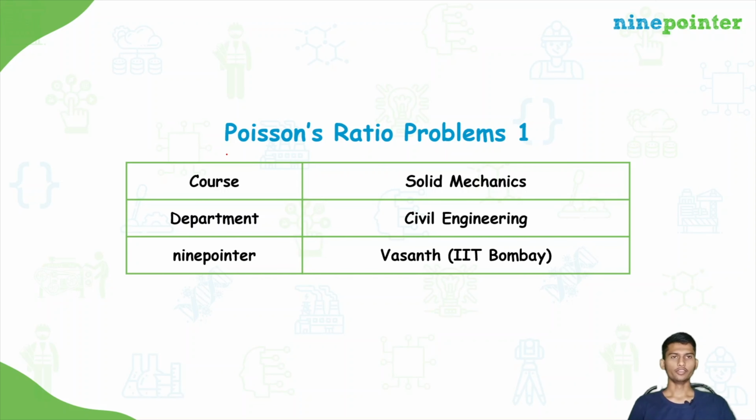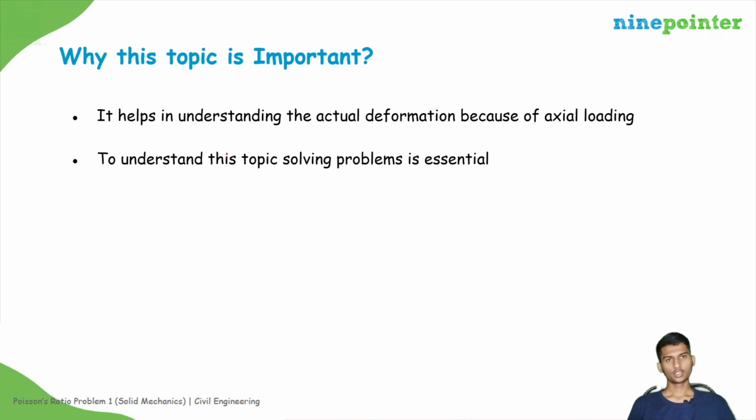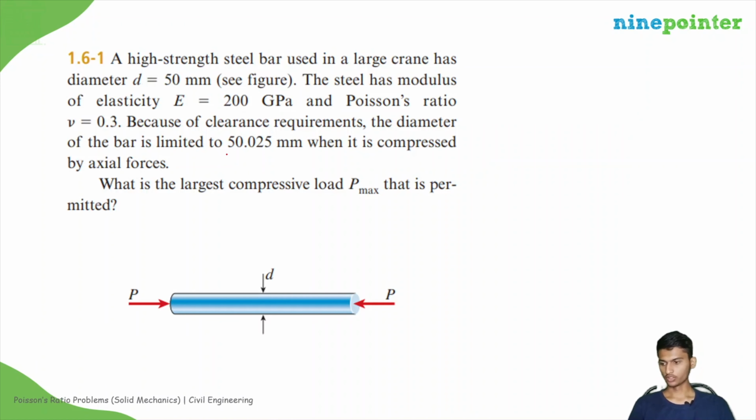In this video, we are going to solve a couple of problems on Poisson's ratio. We already know that Poisson's ratio is important in understanding actual deformations of the member under axial loading, right? So to understand Poisson's ratio in a better way, we need to solve some problems. So this is our first problem. You can see over here.